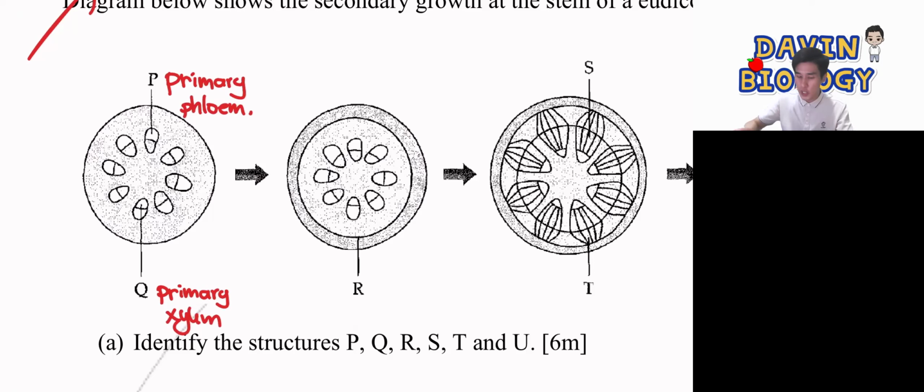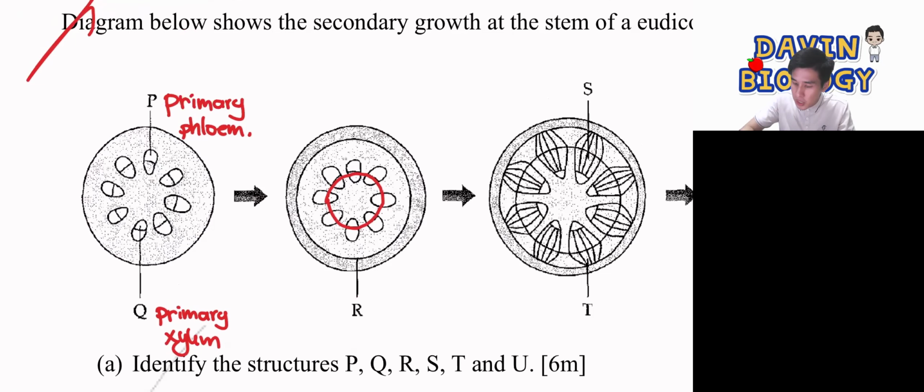Then focus on those 2 rings. So the first ring is between the xylem and the phloem. This is called the vascular cambium. So secondary growth starts when the vascular cambium mitosis to form a ring. Actually, in the second picture, you're supposed to form a ring like this, so it's a bit of a mistake here. This ring is called the cambium ring.